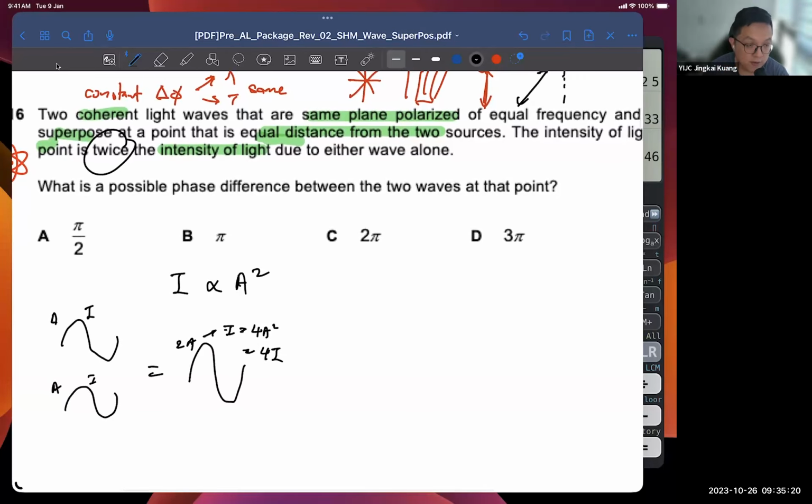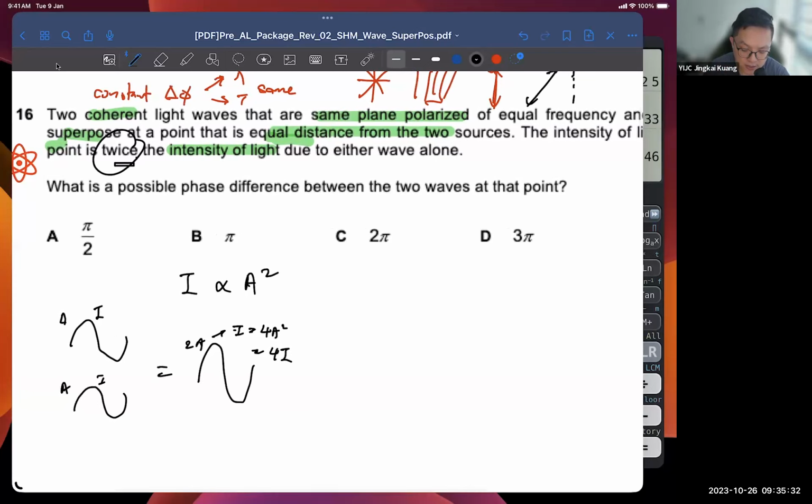So what's the possible answer here? If you can figure out this point: if it's in phase, you expect 4 times the intensity. It should not be twice. So that rules out 2 pi already, because 2 pi is in phase. If it's completely in phase, your new amplitude, A new, will become 2 times A naught. That means my I new will become 4 I naught, because I is proportional to A squared.